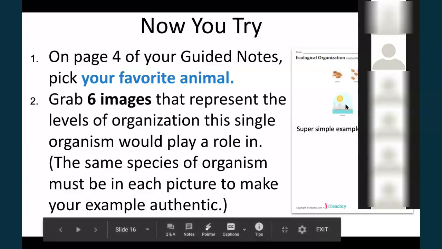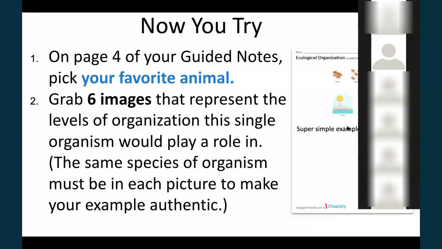Okay? So turn your note page to page 4. They gave you a very simple example on page 4. So under their example, I want you to create one with your favorite animal. Okay? So I'm going to put 5 minutes on and see if we can do it in 5 minutes.